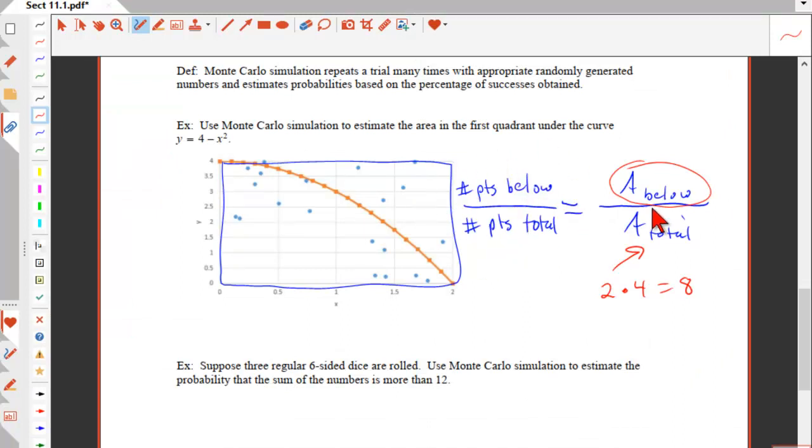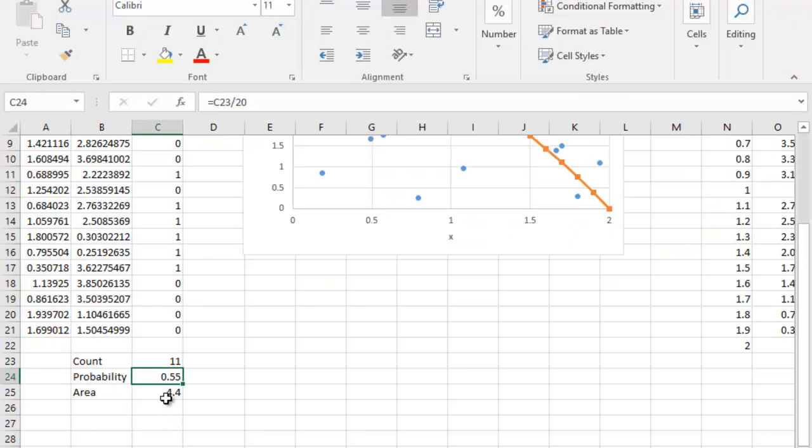And finally, if I took this equation and solved it for area below, it would be to multiply both sides of this equation by total area, or 8. And so in the spreadsheet, I have taken the probability in the cell right above and multiplied it by 8 to get an estimate of the area.